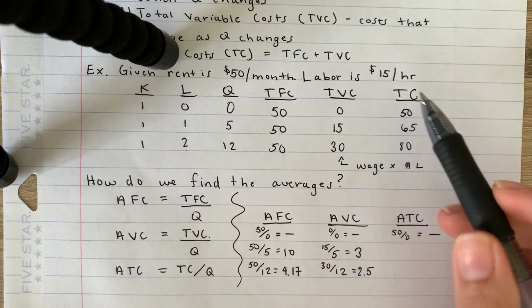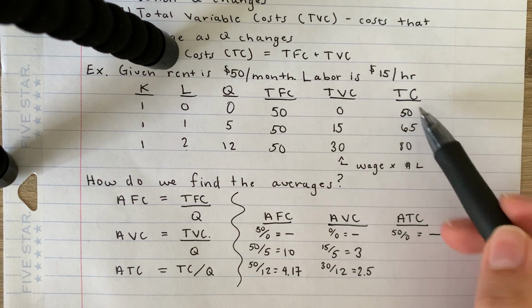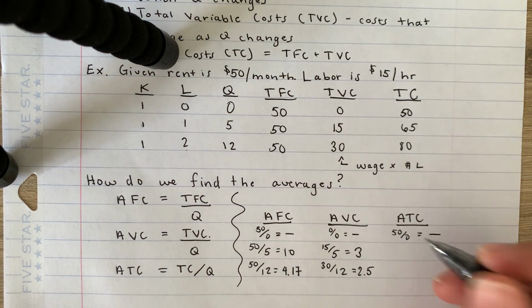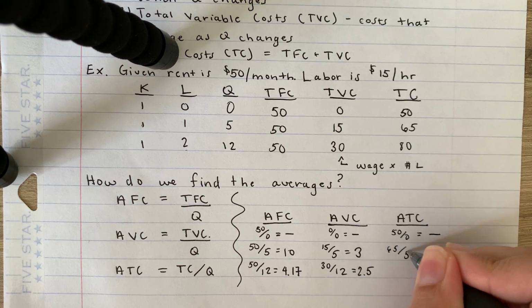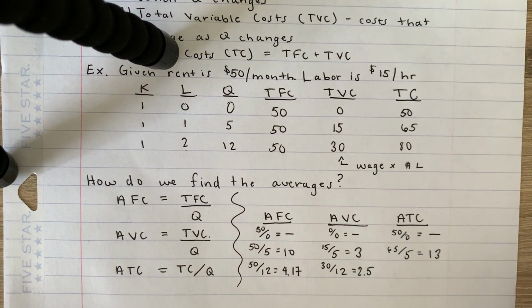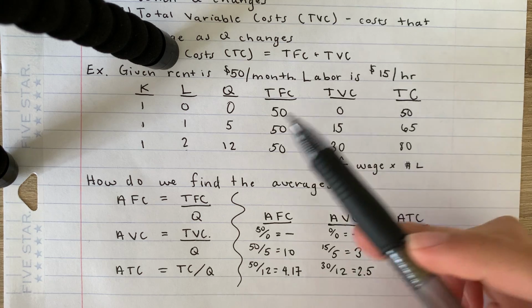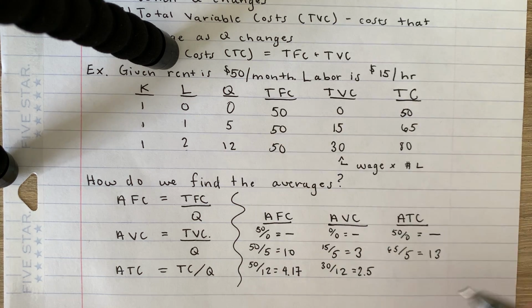And then the same for average total cost, 50 divided by 0, because I'm dividing my total cost by the quantity. Total cost is 65 divided by 5, should be 13. And then the last one, 80 divided by 12 is going to be 6.67.